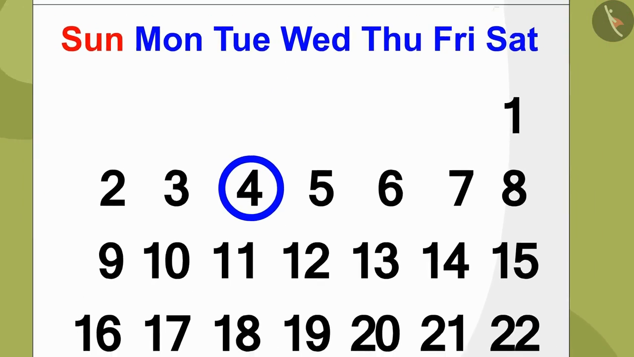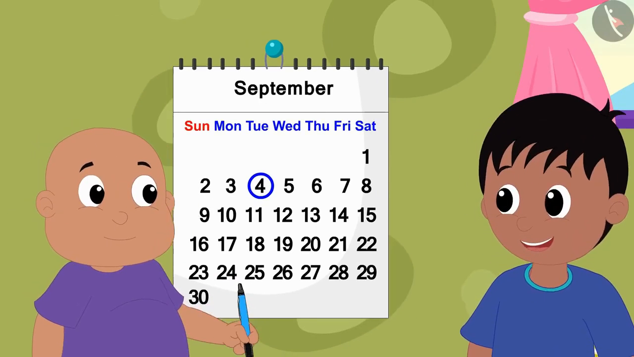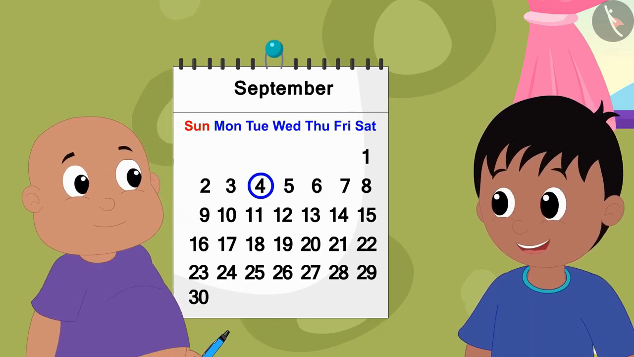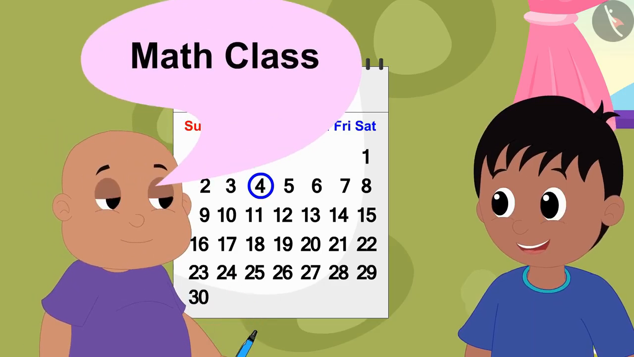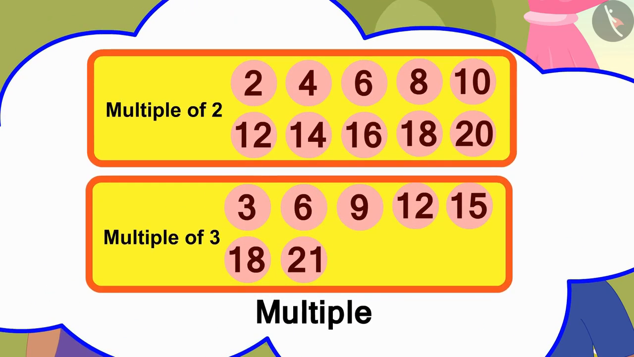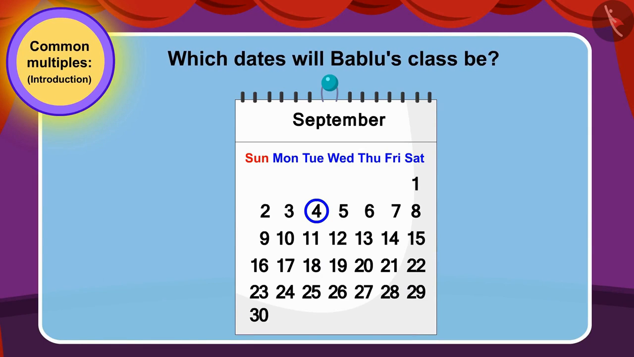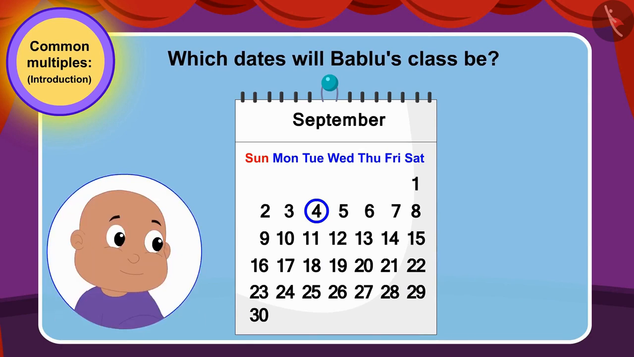When Raju asks him what he is doing, Bablu tells him that he has enrolled in a math class and his class will be every 4th day. Children, you remember the multiples learnt in the previous lesson, don't you? Can you use multiples of 4 to indicate on which dates will Bablu's class be? If you want, you can stop the video and find the answer.